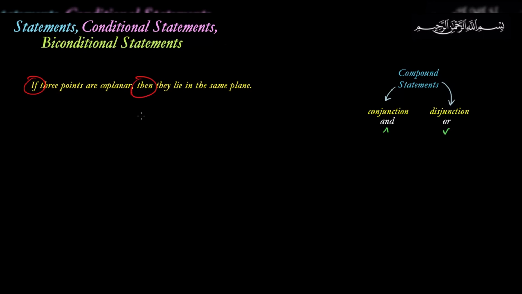Now this is a conditional statement with the hypothesis, if 3 points are coplanar, and the conclusion, they lie in the same plane. So if P, then Q. So that's the original statement. The converse of this would be if Q, then P, right? So if you were to write the converse, or the reverse, it would be: if 3 points are in the same plane, then they are coplanar. And that's true, isn't it?